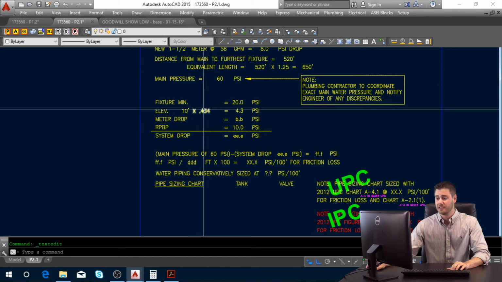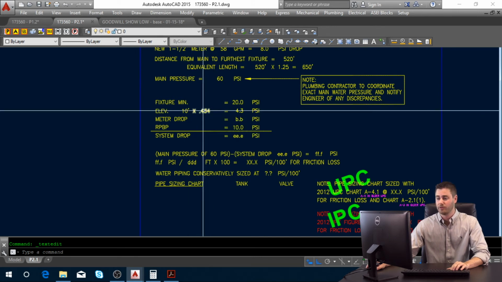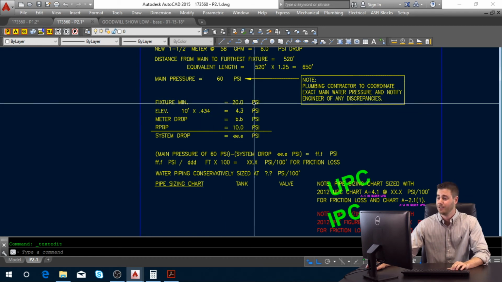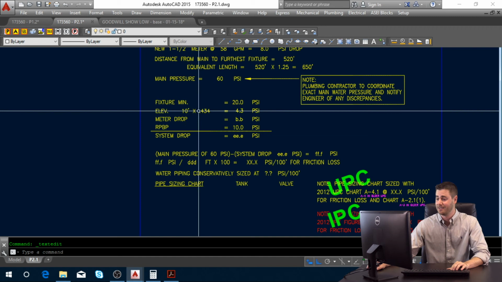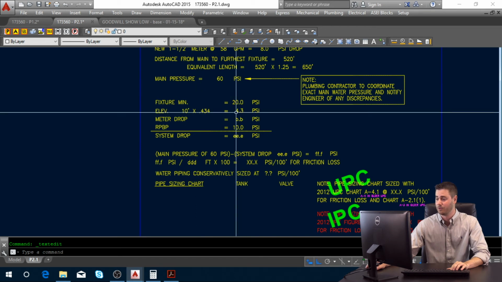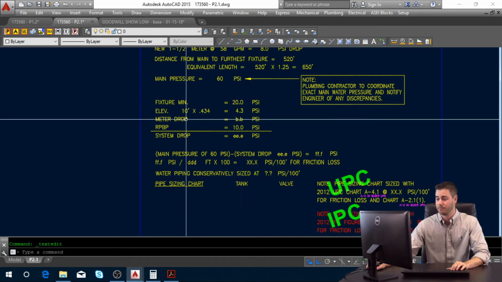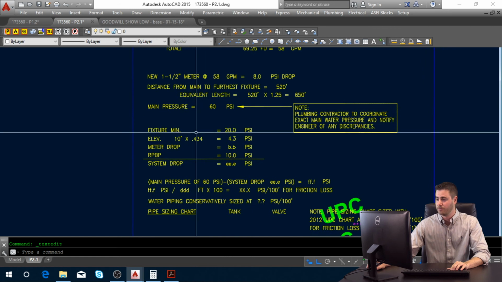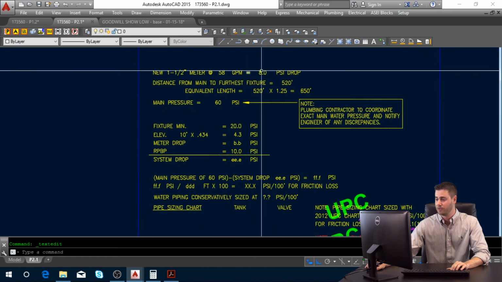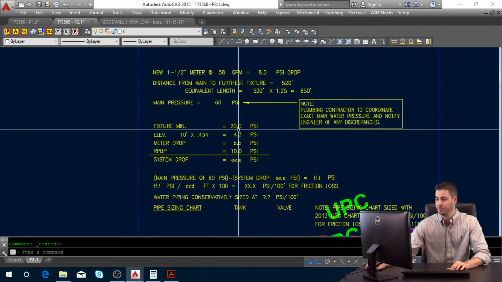And then this is a given value here, this 0.434, that is your pressure loss from gravity. You can't help gravity. Multiply that together, 10 by 0.434 to get your 4.3 psi pressure drop. And you go to your meter drop, which is given, which we figured out earlier in the process at 8 psi.